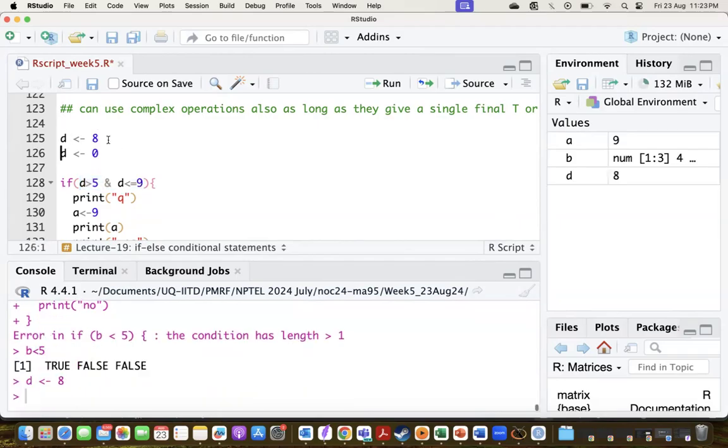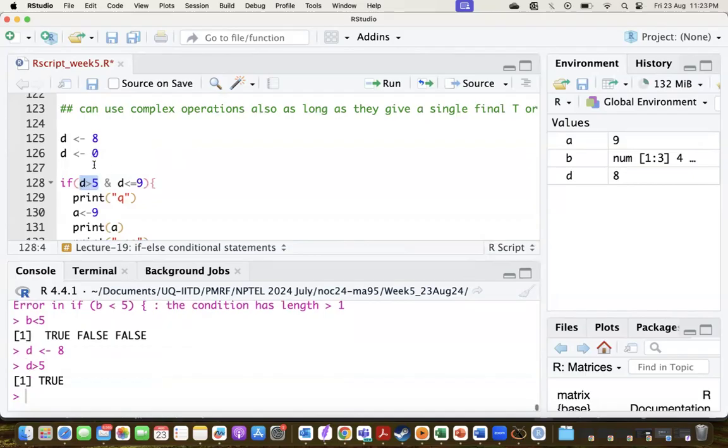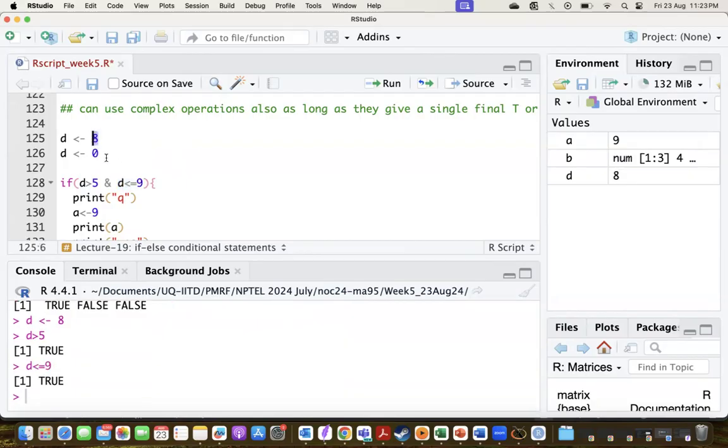So we'll take the first case, D is 8. Can you tell me what is the output of D greater than 5? True. And D less than equal to 9? That's also true, 8. And when I do a true and true, what do I get? True and true is True.